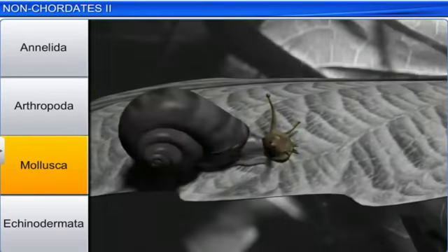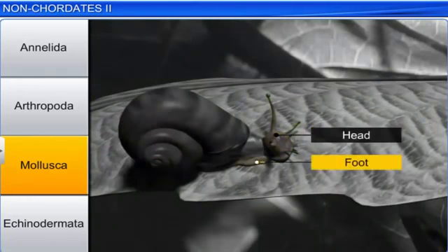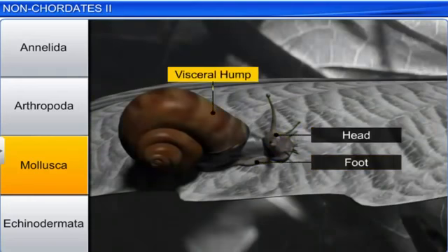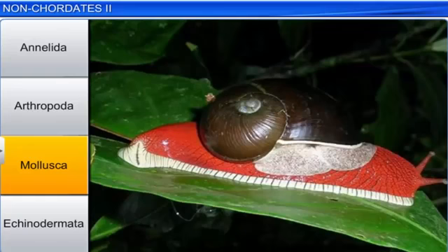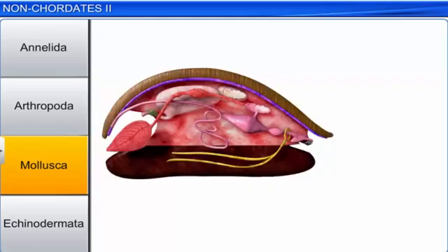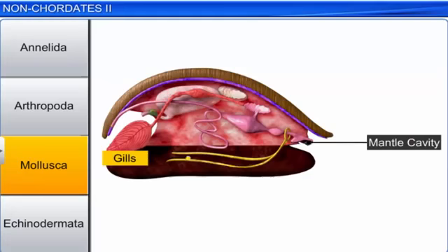The body has a distinct head, a muscular foot, and a visceral hump, and is covered by a calcareous shell. Above the visceral hump is a soft and spongy layer of skin, which forms the mantle. The space between the visceral hump and the mantle is called the mantle cavity, which bears feather-like gills. These gills help in respiration and excretion.